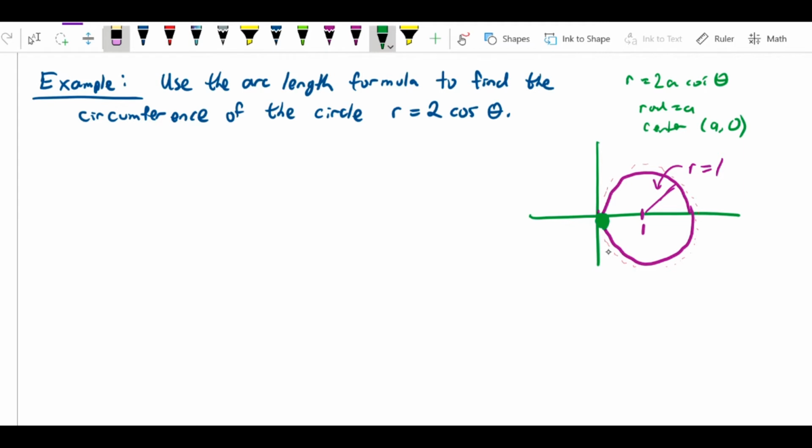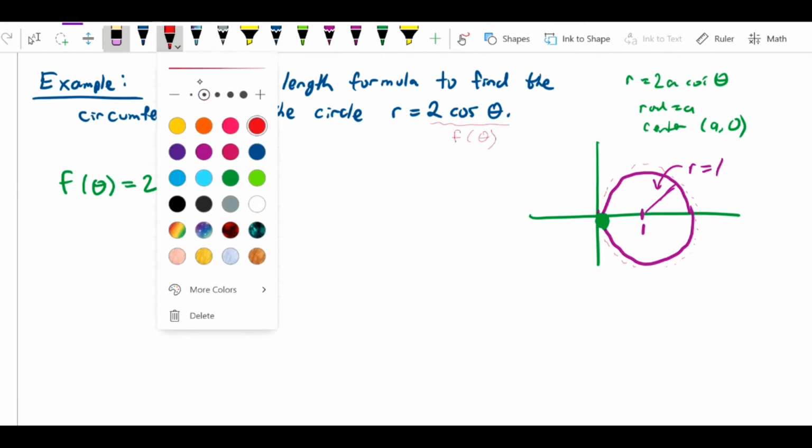Okay, so the thing to do is to understand what we have to integrate from, something to something else. First of all, let's write out what f of theta is and get the derivatives that we need. So we're going to see f of theta is equal to 2 cosine theta. So putting this in the form r equals f of theta, this is playing the role of f of theta, like that.